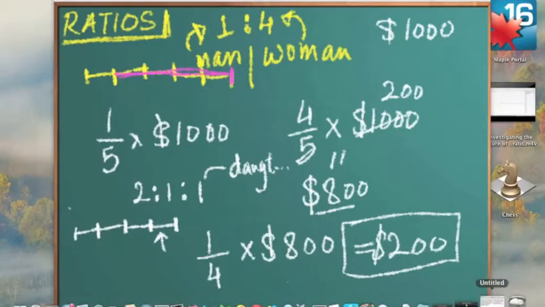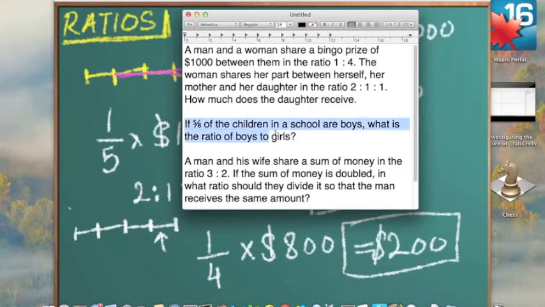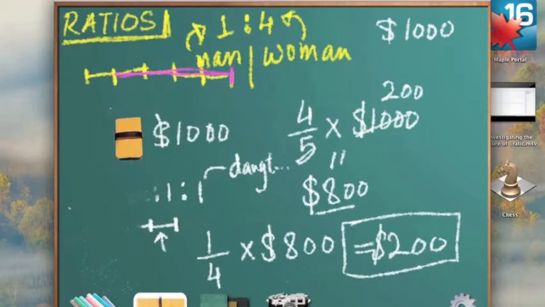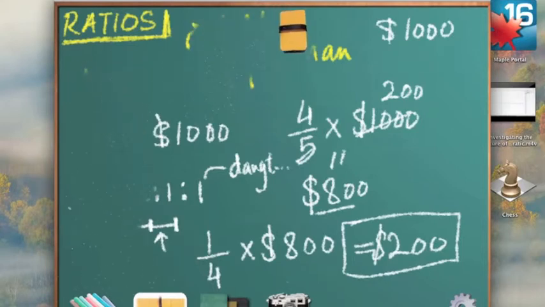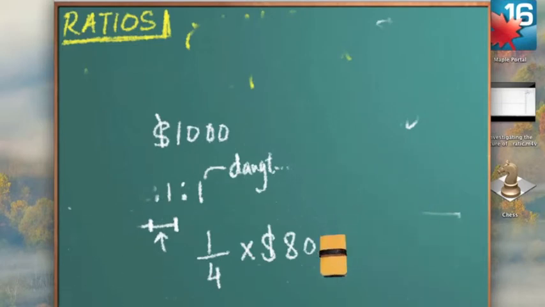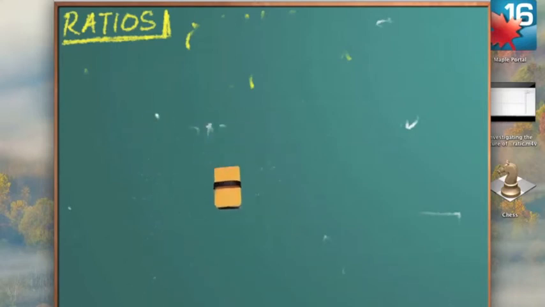Our next problem is, if 5/8 of the children in a school are boys, what is the ratio of boys to girls? So we are solving this problem now. This is an easier problem than the one we just solved, because if we have practice with ratios, we can immediately write down the answer to the question.